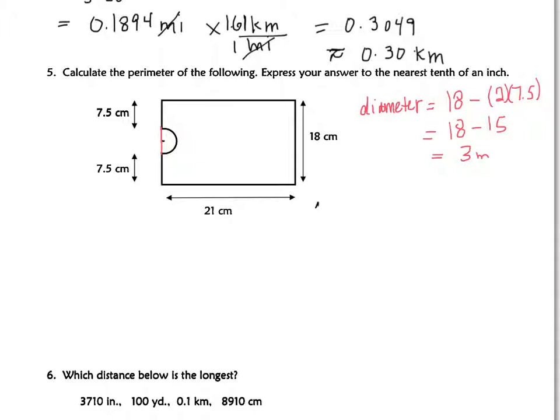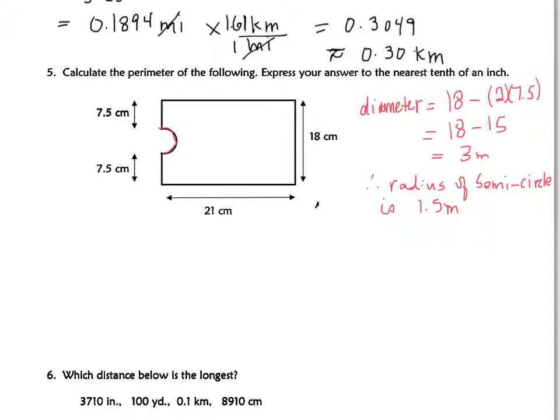So that would mean the diameter of the semicircle is 3, so therefore the radius of the semicircle is 1.5 meters, half of that, right? So we would have the perimeter then of that little semicircle piece, because we've got to figure out this little piece right here.